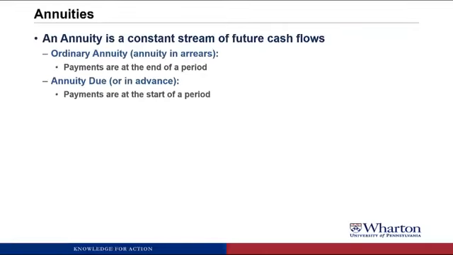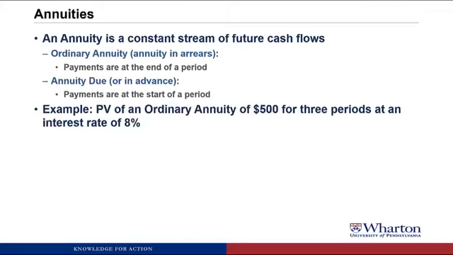An annuity is a constant stream of future cash flow, so it's the same payment every period. Now there's two different types of annuities. There's an ordinary annuity or annuity in arrears, where you get the payments at the end of each period, or an annuity due or annuity in advance, where the payments come at the start of each period. Now you almost never see annuity due in any of the applications we do. Everything we're going to do is going to be an ordinary annuity, so the payments are going to come at the end of the period.